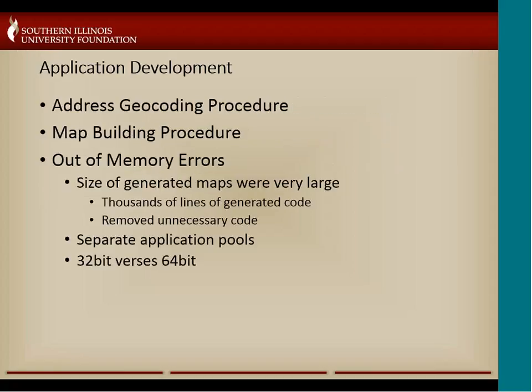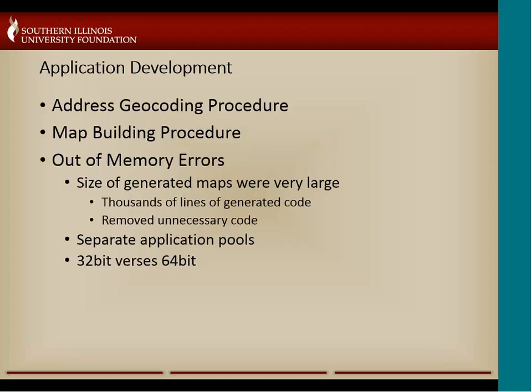In the development part of this, we needed some things. We needed the address geocoding procedure or program. We needed a program that would build the map and store it. And then we had to address some of the problems that came along the way, the biggest one being the amount of memory it took to generate and run these maps.